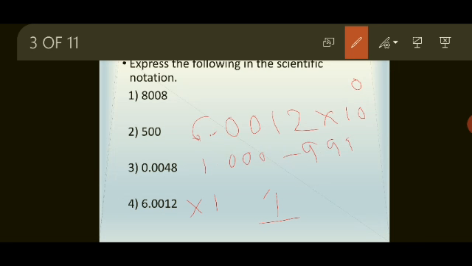So what is the answer now? 6.0012 into 10 to the power 0. I have given the answers for these also. I hope you understand, right? Okay.